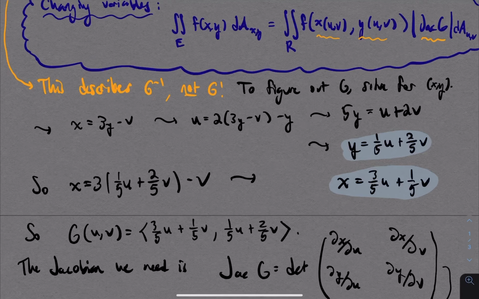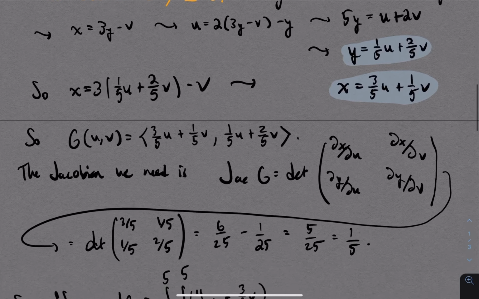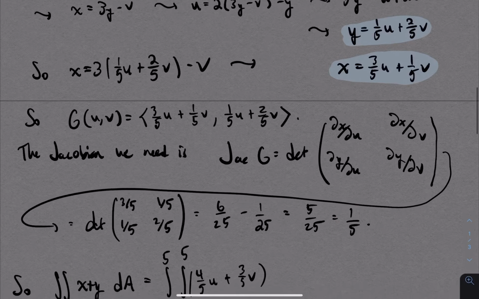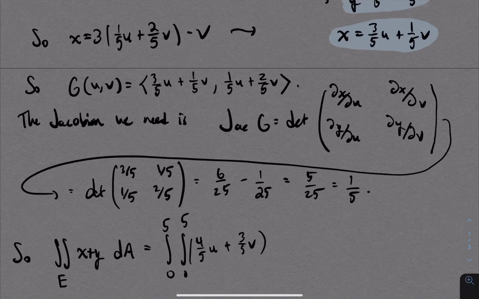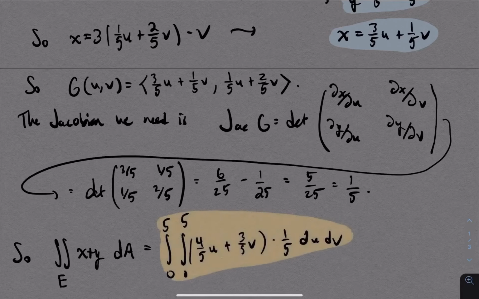Then I need to multiply by the Jacobian here. The Jacobian that we computed was 1/5. So from the Jacobian, I pick up an extra factor of 1/5, and then I've got du dv. And that would do it. If you wanted to, you could actually evaluate the integral. I don't care about doing that. I just wanted to change variables appropriately. This is one way to do it.